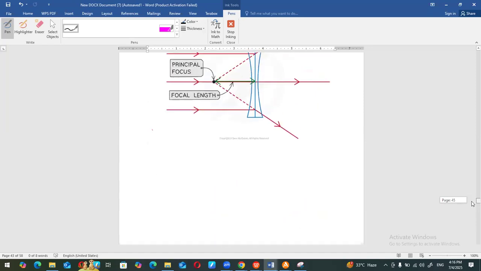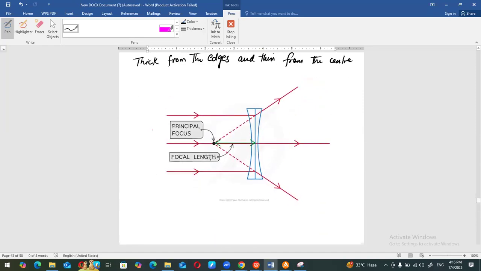Now, in case of a concave lens, this is very interesting. If you check it out, light rays after refraction diverge, they spread. Light rays are just spreading out. And when you move them backwards, it looks like they're coming from one point. So technically speaking, they have a focus, but on the same side. And this is the optical center, the center of reference. So the distance between the principal focus and the optical center is the focal length.